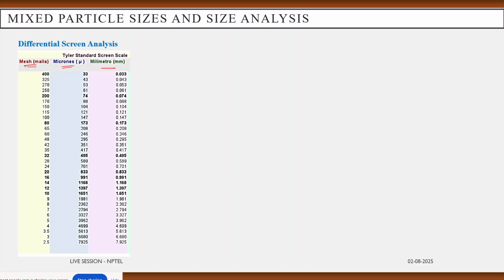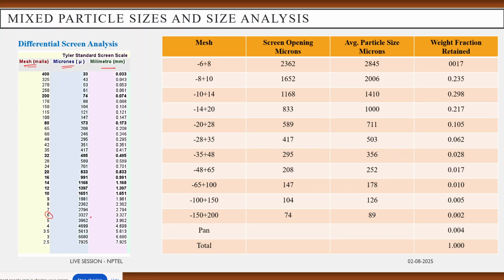So now we can do this simple calculation. Suppose you have taken meshes for the screen analysis from mesh number 6 to mesh number 200. How will you calculate the screen openings? Suppose for mesh number 6, you point out this one. What is the screen opening in microns? That is 3327. For mesh number 8, what is the micron?